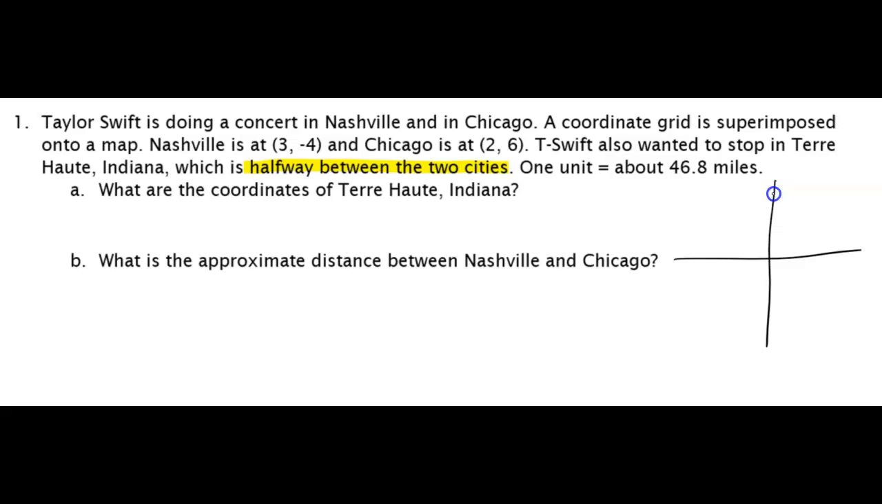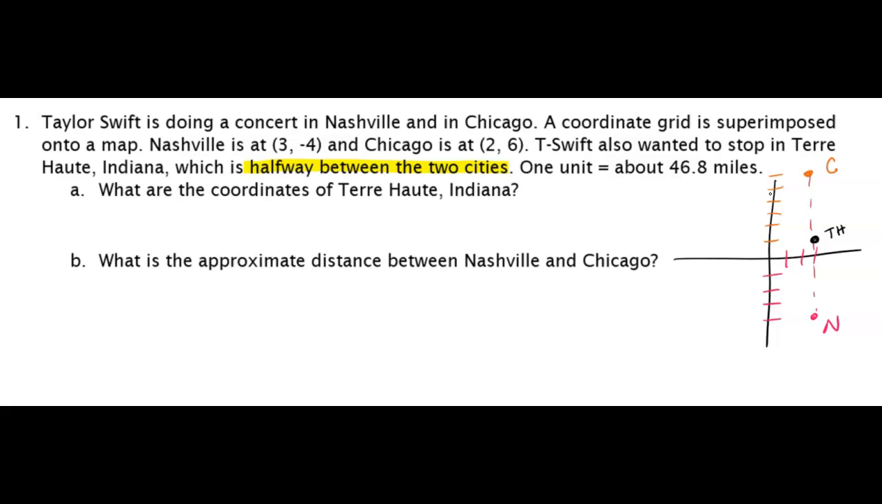It says that Nashville is at 3, -4. So here's Nashville. I'm going to put an N there. And then Chicago is at 2, 6. So 1, 2, 3, 4, 5, 6. So 2, 6 would be up here. That's Chicago. If I connected these two dots with a dotted line in between, and then found exactly halfway between them, it would be somewhere in here. And we're thinking that's probably Terre Haute, Indiana. So I want to find the point that's exactly in the middle of my 2 points.